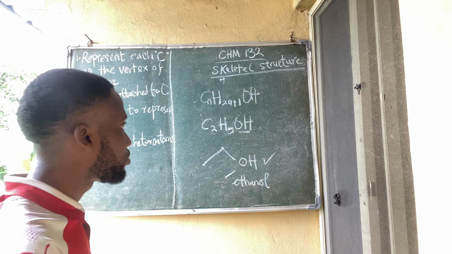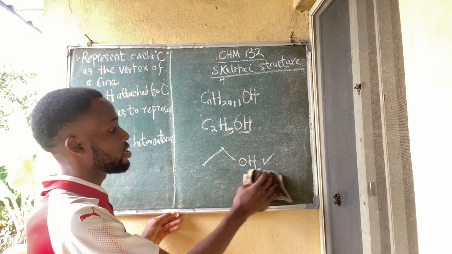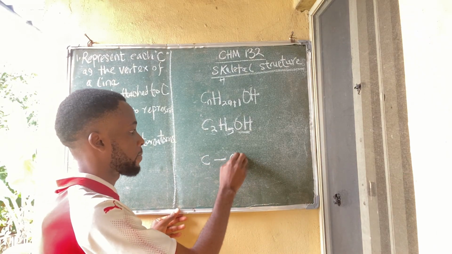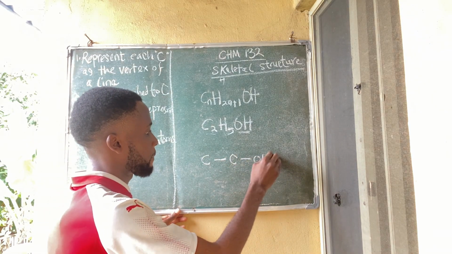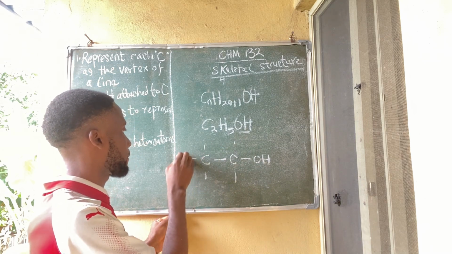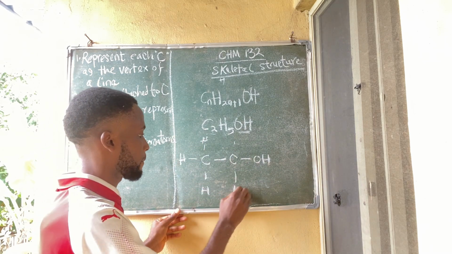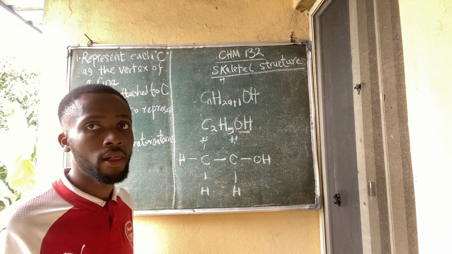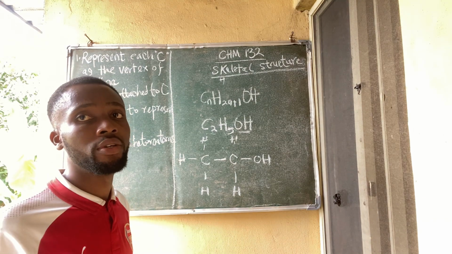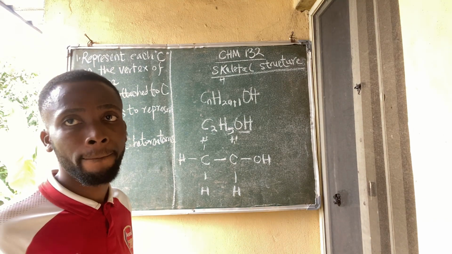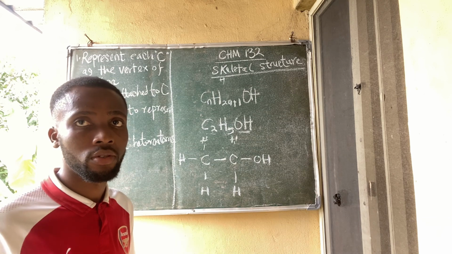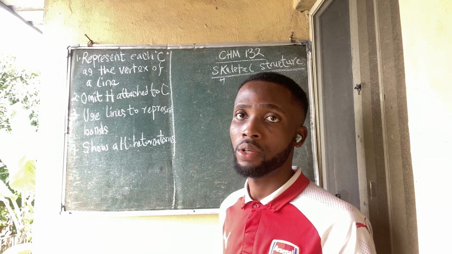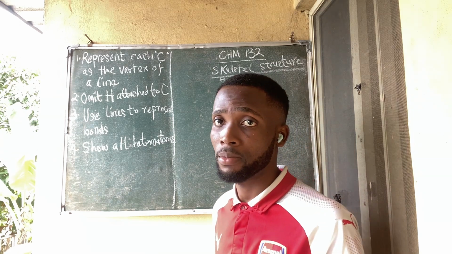You would agree with me that this skeletal form is much easier than trying to draw the normal structure. Can you see that now? See how long it took us to draw it. Now you get to appreciate this skeletal form when we begin to deal with even larger and bigger organic compounds. We're going to do a couple of examples to actually show those rules being used in practical exercises.